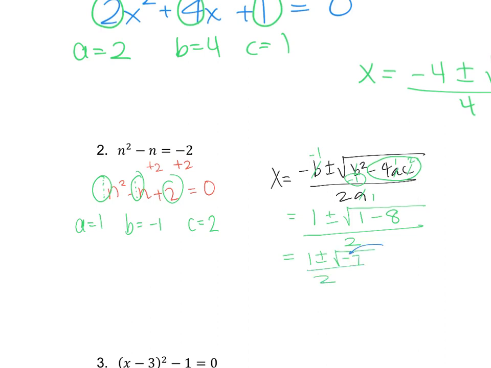Now we have a negative inside our square root, so we're going to pull that out as an i. 1 plus or minus i radical 7 over 2. Nothing else can be simplified.